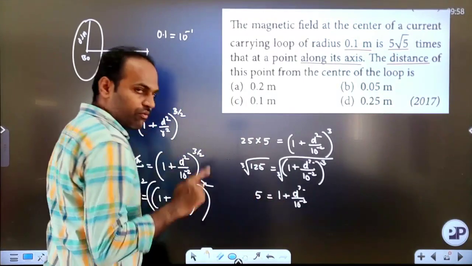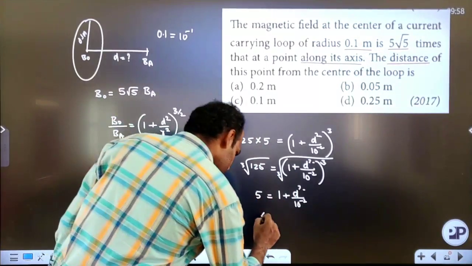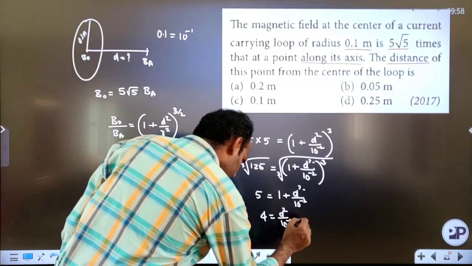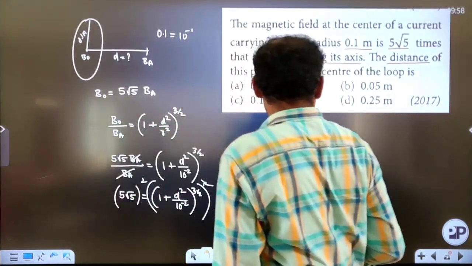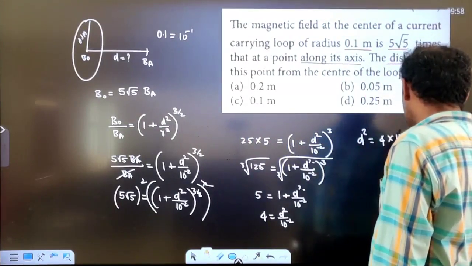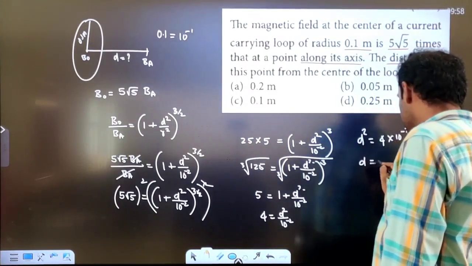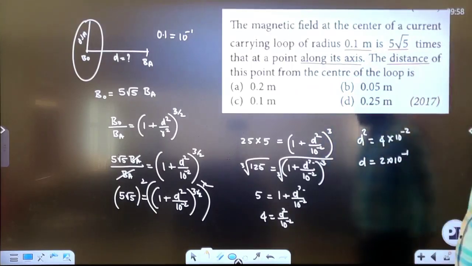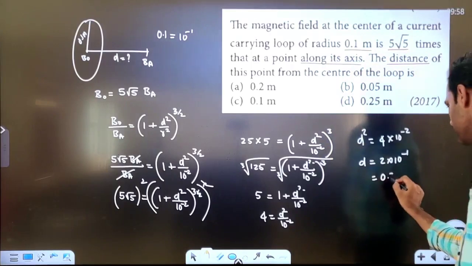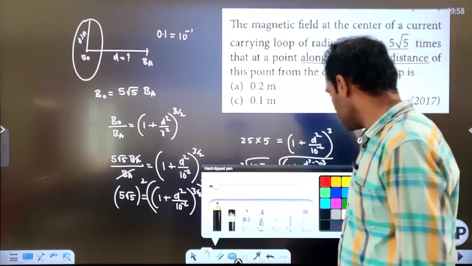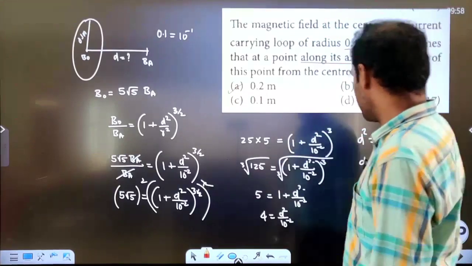Taking 1 to this side, it will become 5 minus 1. 5 minus 1 is 4. 4 equals d square divided by 10 to the power minus 2. Correct? So then d square is equal to 4 into 10 to the power minus 2. Taking square roots on both the sides, d is 2 into 10 to the power minus 1, which means it will be 0.2 meter. This much will be the distance. Right? Then which option is correct? Option A is correct. Right?